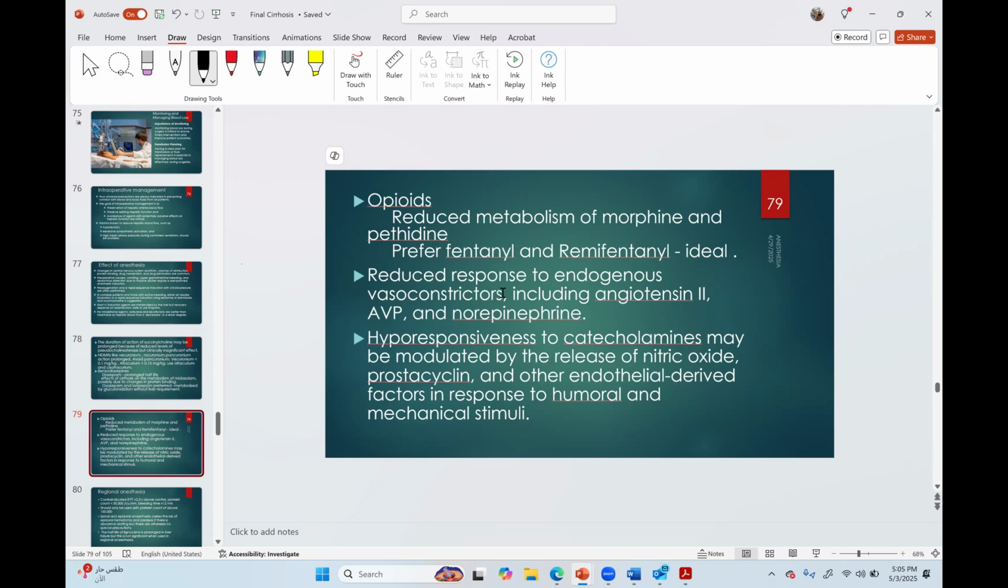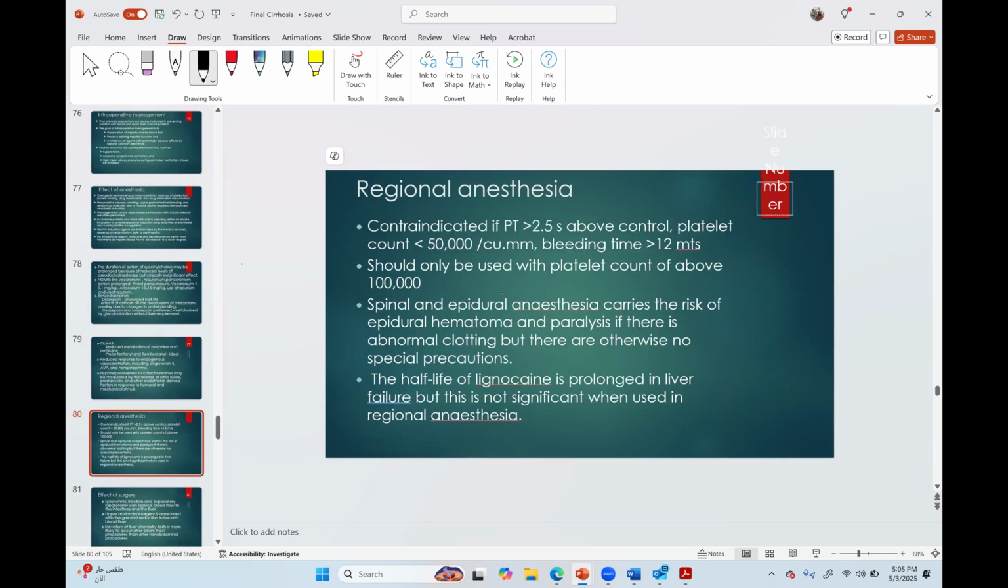Okay. Which opioids you should be considering? Fentanyl and remifentanil are better. Remifentanil is the best option. Okay. And fentanyl can also be given for shorter duration of time. What else? Yes, regional anesthesia.